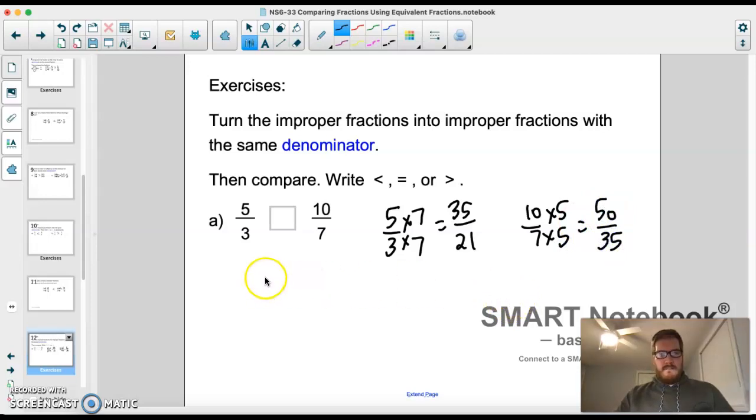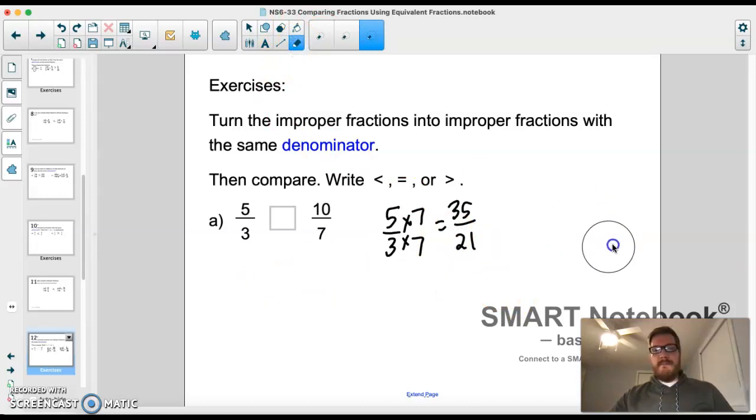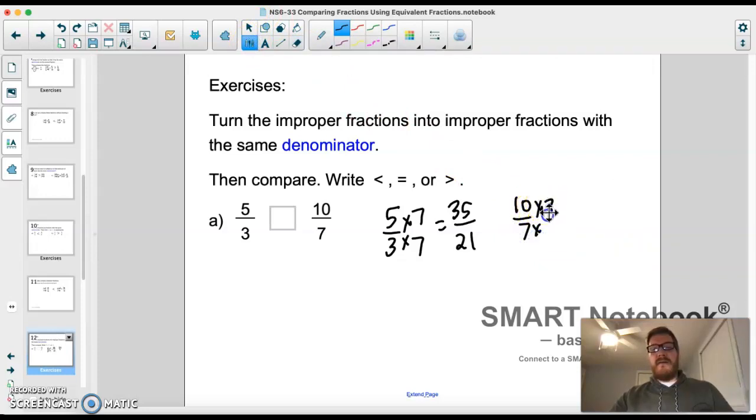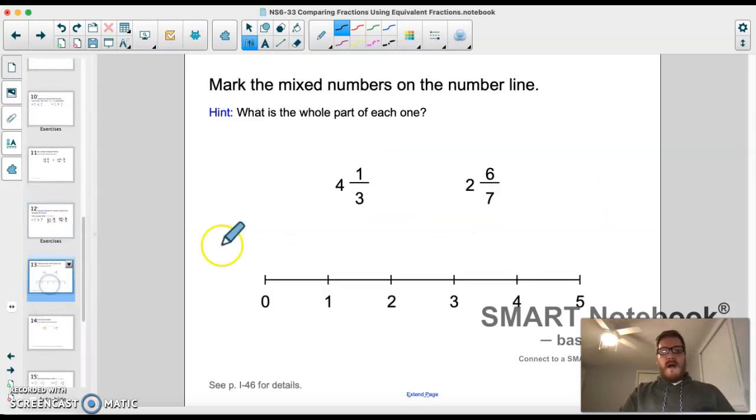Sorry, guys. Let me try that again. I need to get to 21, not 35. So 10 over 7 changes by a factor of 3. So that's going to give me 30 over 21, which means then that 5/3 is greater than 10/7 because the equivalent fraction here is larger. It's got a larger numerator than over here. Sorry about that. Moving on.